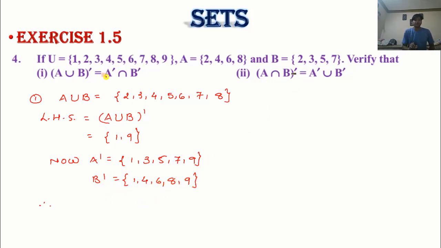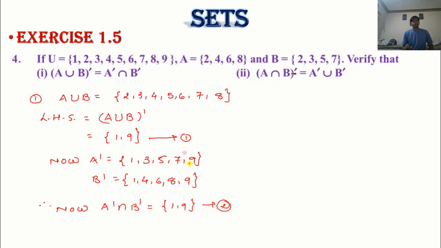Now as per your right hand side, what is required is intersection. So A' intersection B'. By the same way, intersection means common elements between both these sets. So 1 is common and 9 is common. You can see 1 and 9. So you can consider these as result number 1 and result number 2.